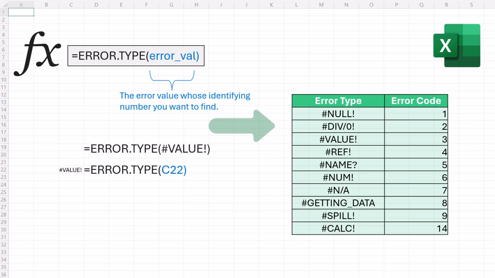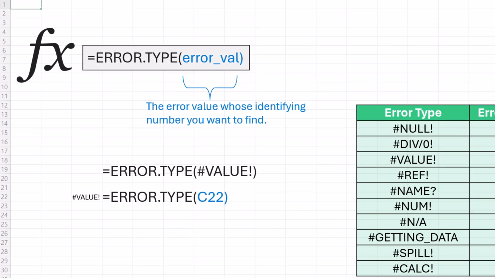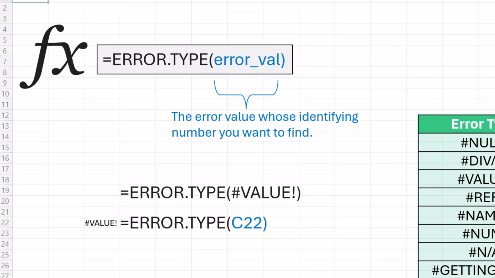In this table, we have a few examples of different error types that you might encounter, and then the different codes that go with them. Again, it takes one argument, which is the cell or formula that you want to check for errors. Understanding the syntax is the first step towards using this function effectively.